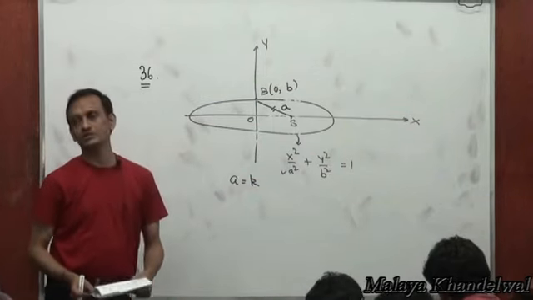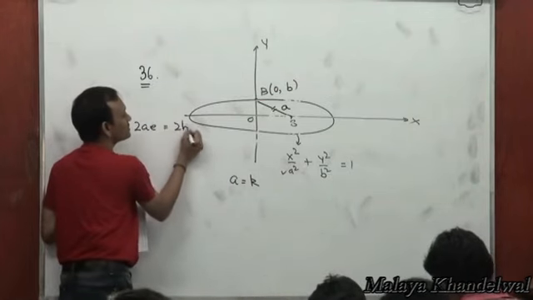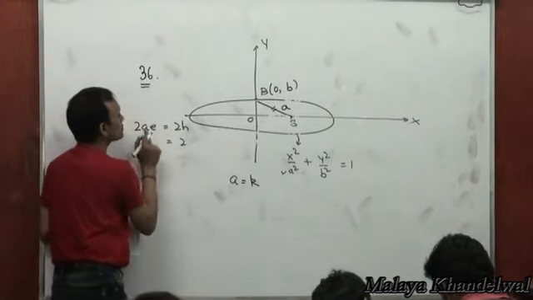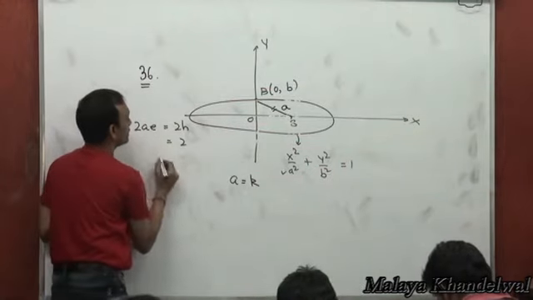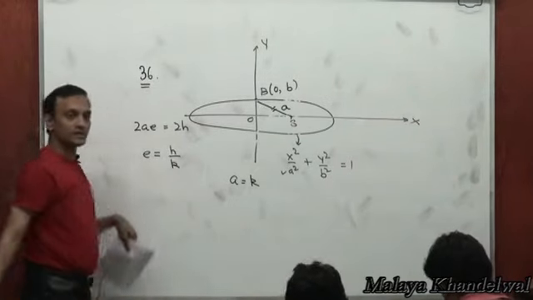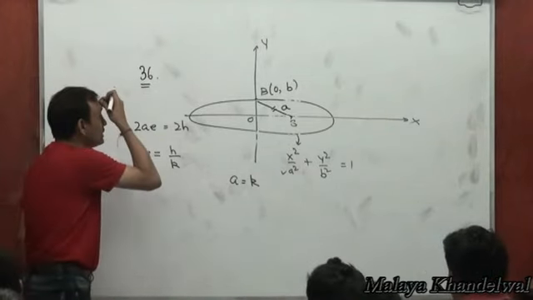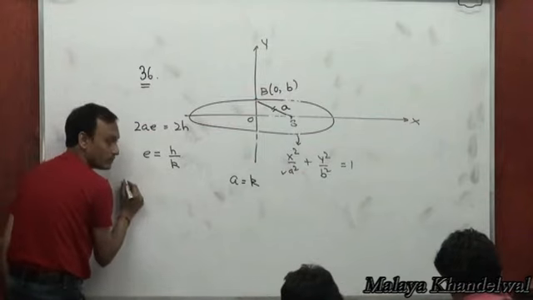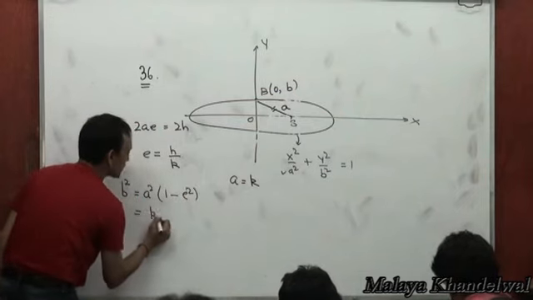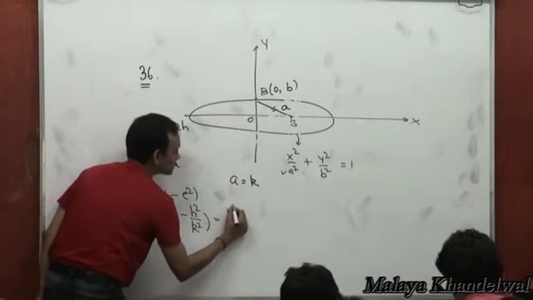And the distance between the two foci is 2h. That means 2ae is 2h, and a is k. So e is h by k. If e is h by k, then b is known. b squared is a squared into 1 minus e squared, which is k squared into 1 minus h squared by k squared, which is k squared minus h squared.